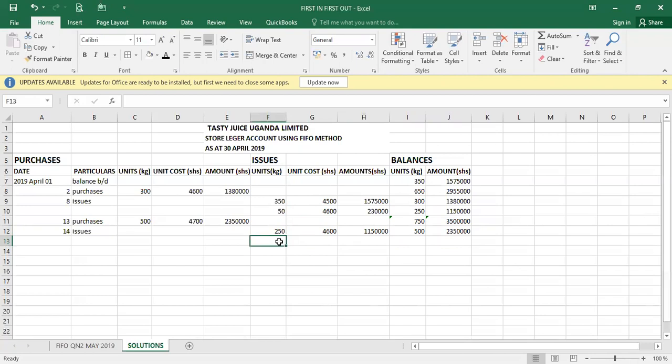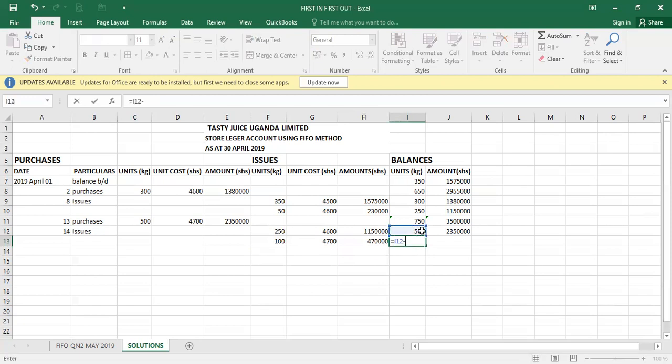So if we had given out the 250, but remember we are supposed to issue out 350, but we gave out the 250. It means we are remaining to issue out 100 units. Those 100 units are now going to be valued at the preceding unit cost of the batch. That's why we've been calculating this unit cost to help us value when you are issuing out some stock. It will be 4,700. So when we multiply, it will be this times this, will give you that.